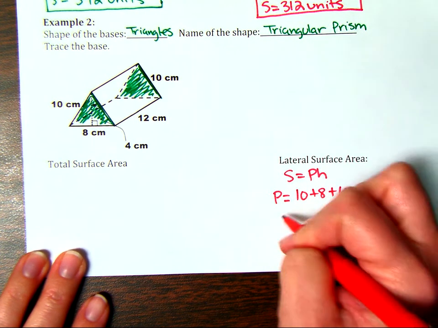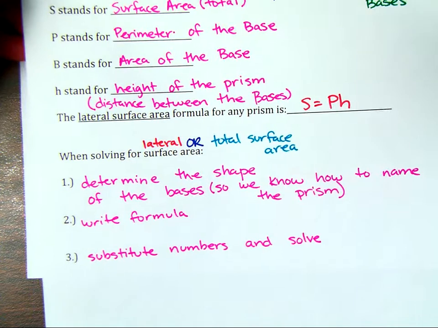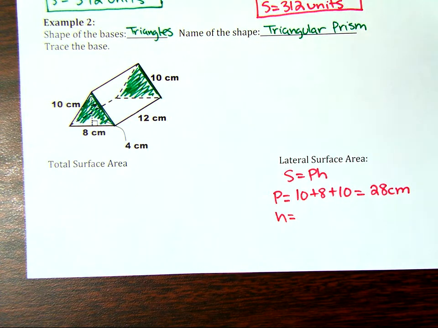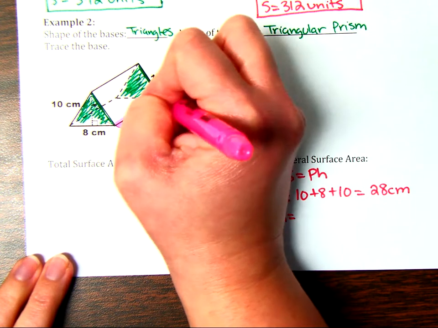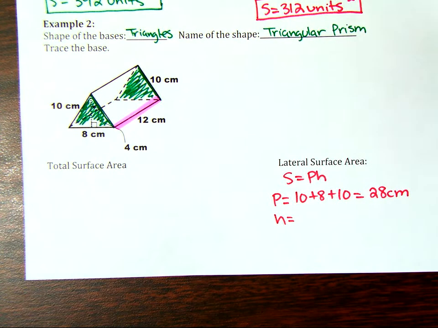Then H is the distance connecting the bases. Again, I know that from these notes right over here, just knowing those definitions. So the distance between triangle to triangle in this triangular prism, if this was spaced out like that, is 12 centimeters.